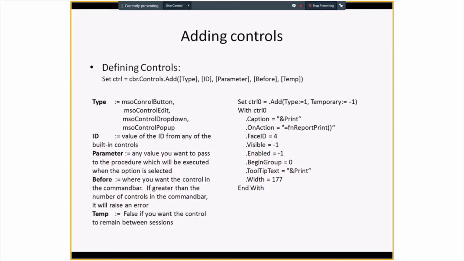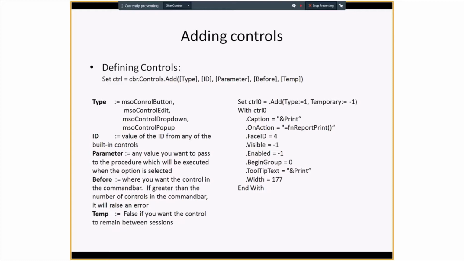And then I showed you, on the right-hand side, there's a little bit of code that describes how the control on one of my shortcut menus is defined. I declare it as type 1, which is a button. It's temporary is true in this case. I gave it a caption of print.